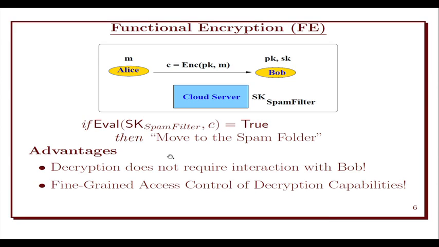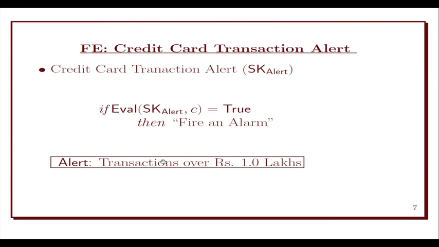And here the advantage of this is that decryption does not require interaction with the BOP. Also, we can have fine-grained access control, or an access structure, for decryption capability. So, this is the more general version. We have another example: suppose a credit card transaction.